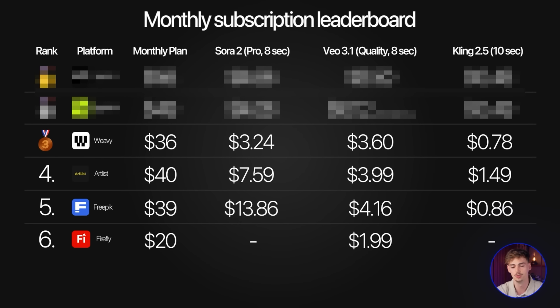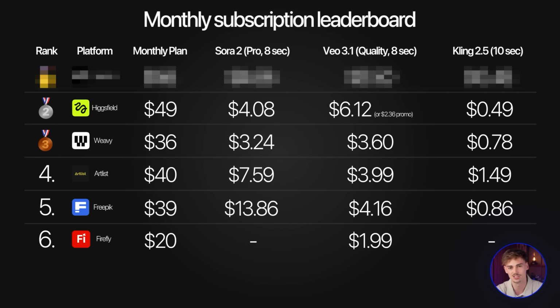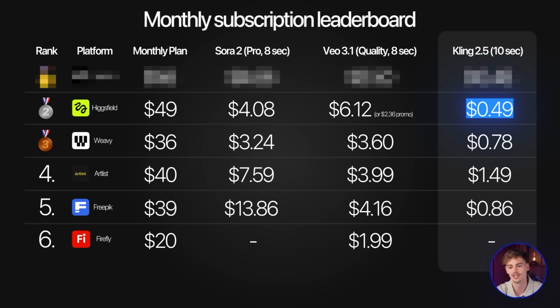On spot number 2, we have Higgsfield, but again, with a side note here, because Higgsfield is running all of these crazy promos, so I've calculated the price with promo and without. So for Sora 2, there's no promo, but it is $4.08. Then for VO 3.1, it is $6.12. But right now, there's a promo going on, which makes it like $2.36 for a VO 3.1 generation, which is crazy. Lastly, we have Kling 2.5, and that is about 49 cents. Compared to Weavy, that is way cheaper.